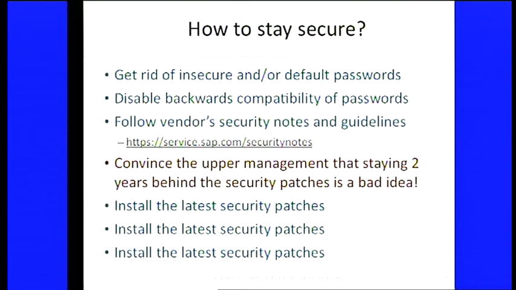And SAP has also improved the salting and hashing of the passwords. Previously, the B code didn't have any case sensitivity, and it was limited to 8 characters. And when you look at the database, the B code and the G code, I mean, they are close to each other, so the attacker would just crack the B code. So disable the backwards compatibility and use the stronger hashes. And of course, I mean, it's very funny to recommend, but follow the vendor security notes. Nobody does it in the security team.